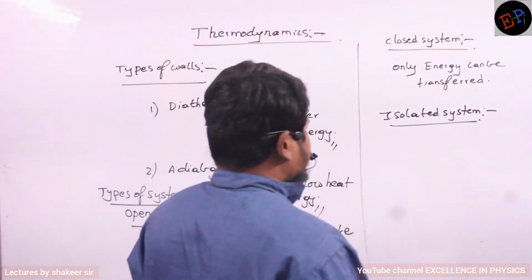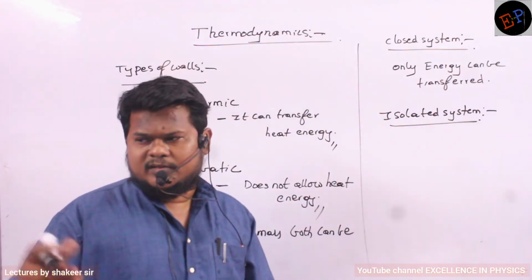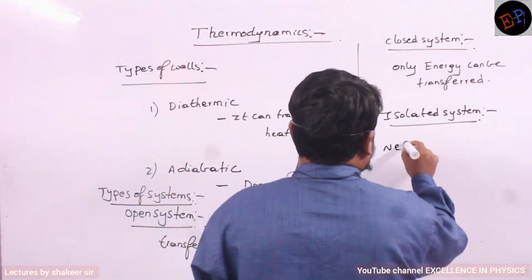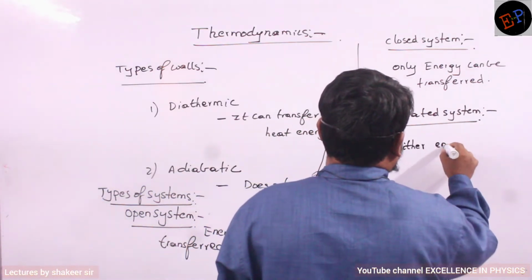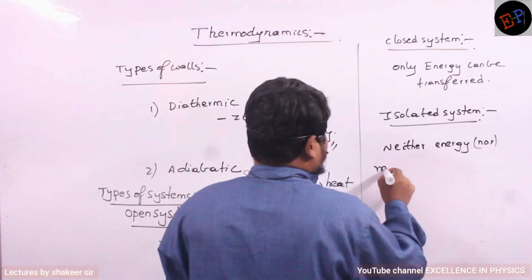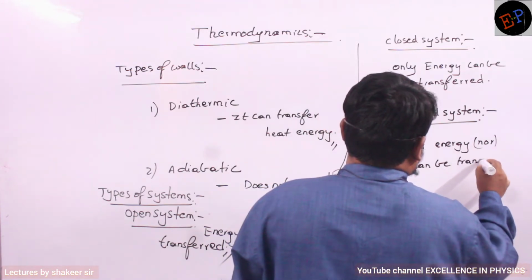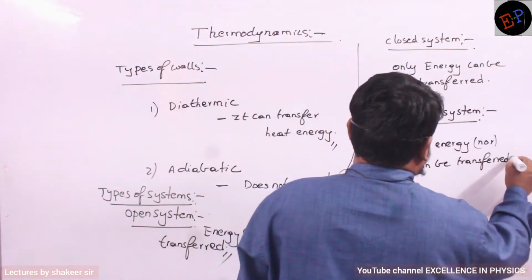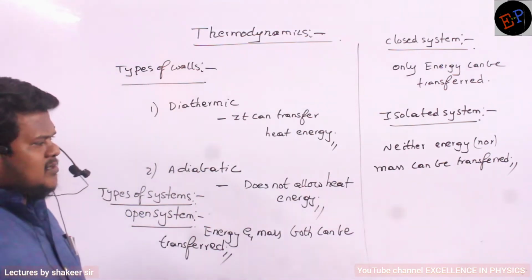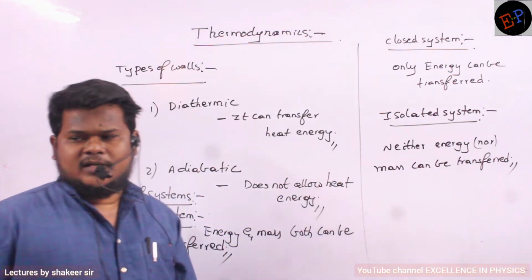Isolated system. Isolated system means what? You cannot transfer energy and you cannot transfer mass. So neither energy nor mass can be transferred. So this is the basic introduction to the types of systems we have in thermodynamic processes.